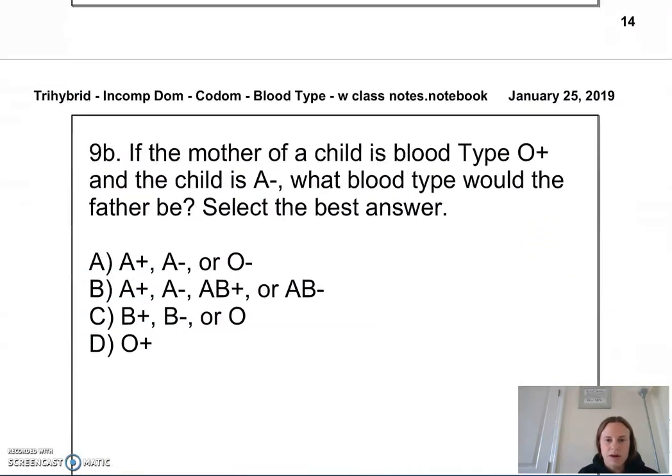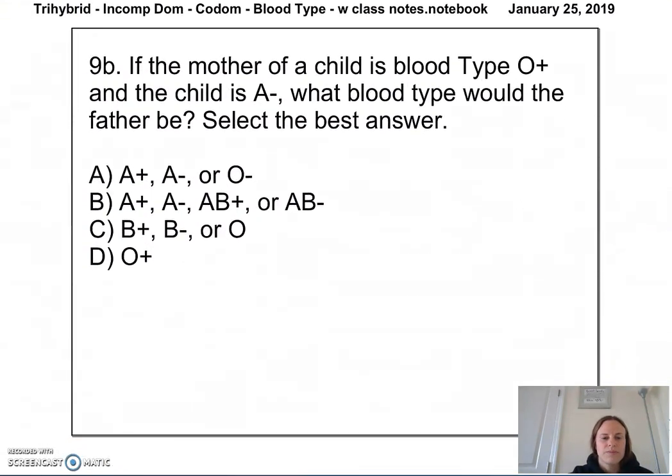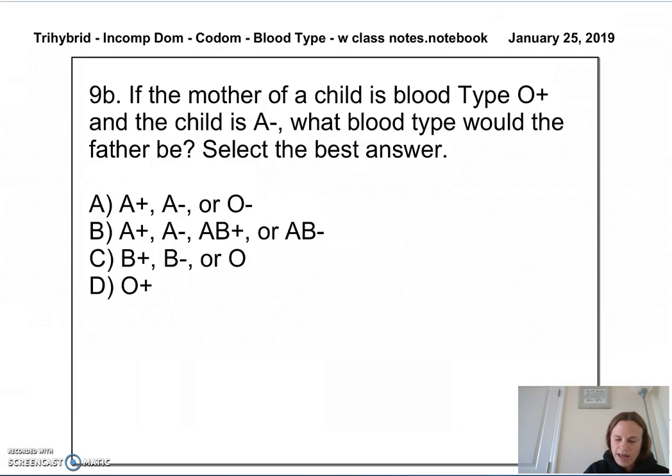Try this next problem. See how you do. So I hope you paused the video and were able to get the answer as letter B. If the mother of a child is type O positive and the child is A negative, what could the father be? The father could be any of those types.